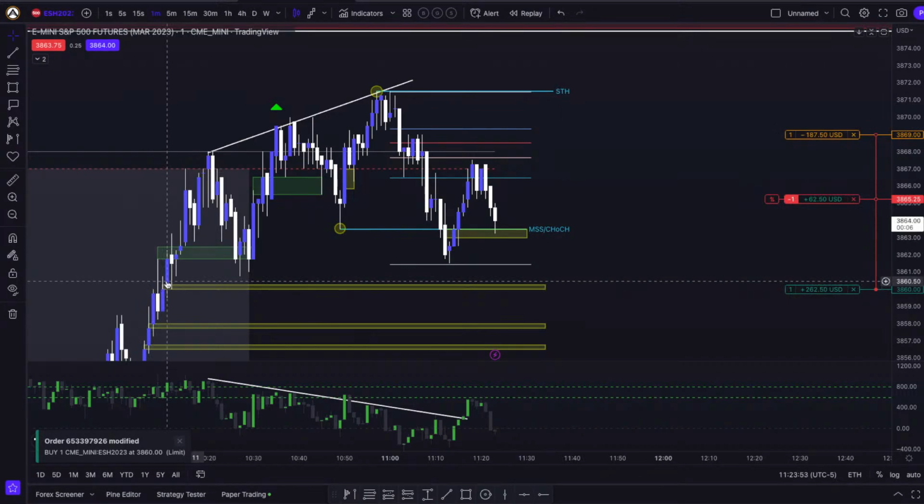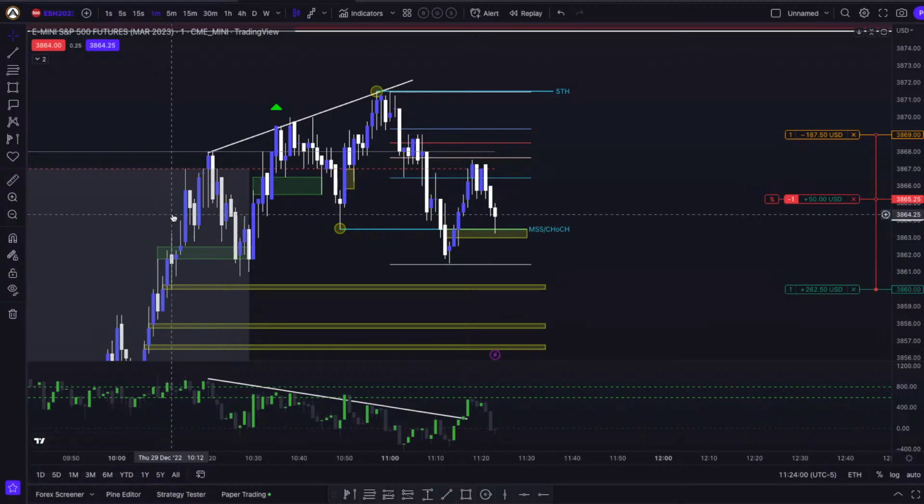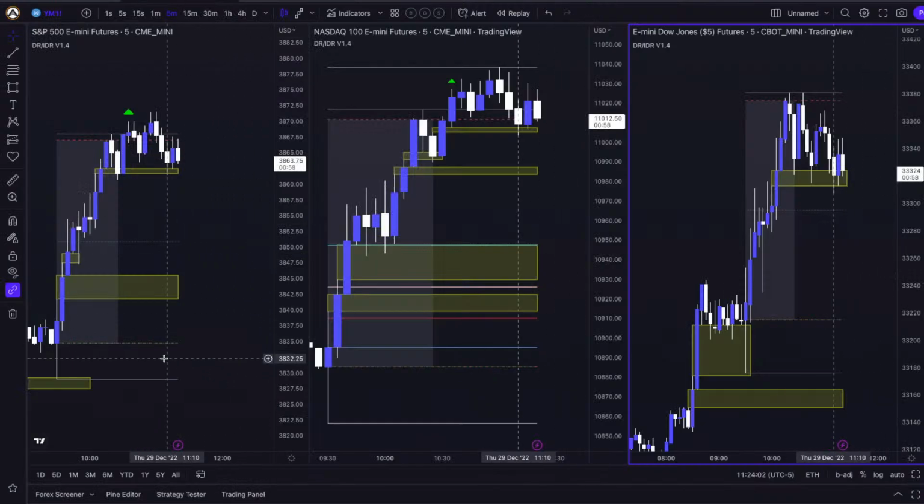So we will see. That fair value gap you just drew there, I was talking about that 9:40 candle. Yes, you showed the wick on 8:32. No, I'm pretty sure I didn't.